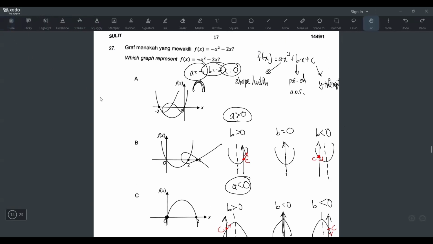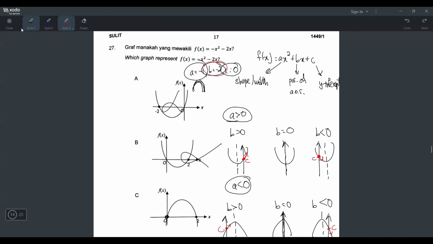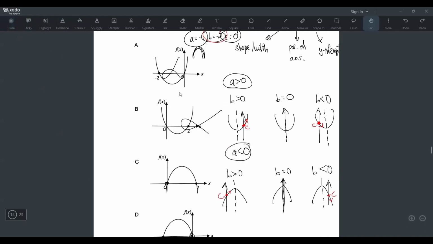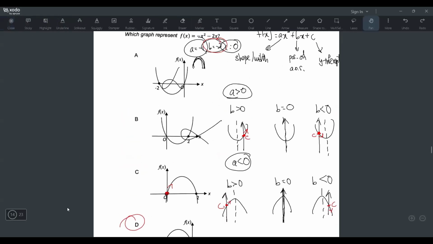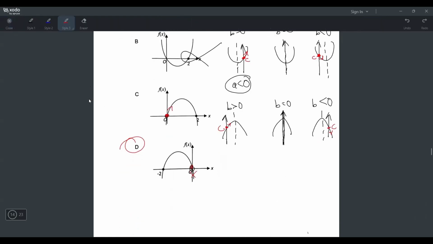Right? So now let's look at this. Is b positive or negative? It's negative 2. So after the c should move down. I know A and B are wrong already. So let's look at C and D. Which one after c moves down? If you look at this, after c move up. After c move down. So the answer is D. Okay, that's the answer. Okay, I know some smart students, they will say, oh, sir, find the x-intercept.